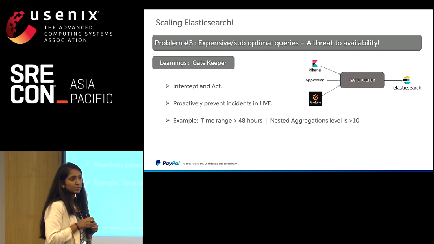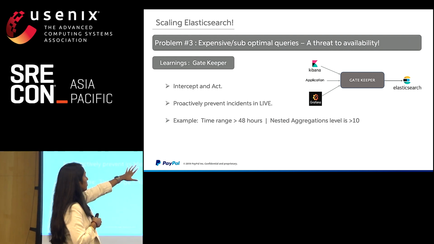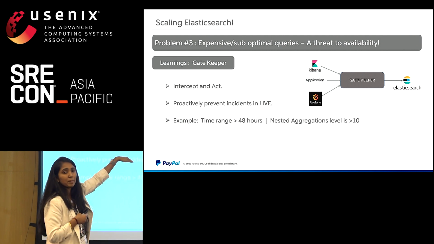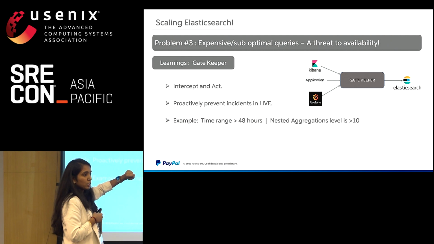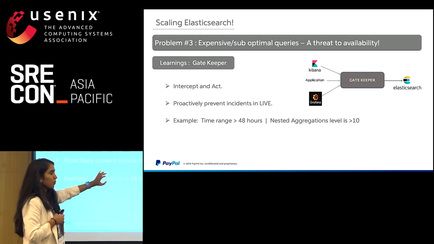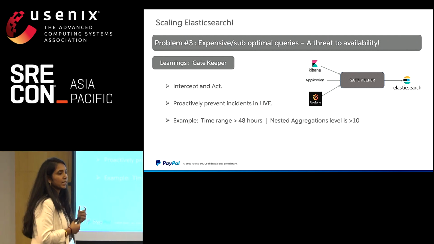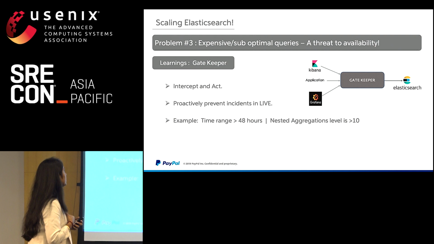But if that is the case, it again poses the problem of suboptimal or expensive queries. So what we did was build a gatekeeper that intercepts every query before it is fired to Elastic. You figure out the cost aspect of it, and if you know that it's a rogue query, you block it right there. We built a capability like a blacklist, whitelist mechanism with the help of a rule engine that helped us achieve this.